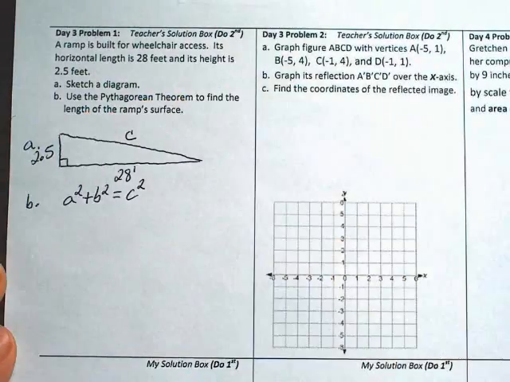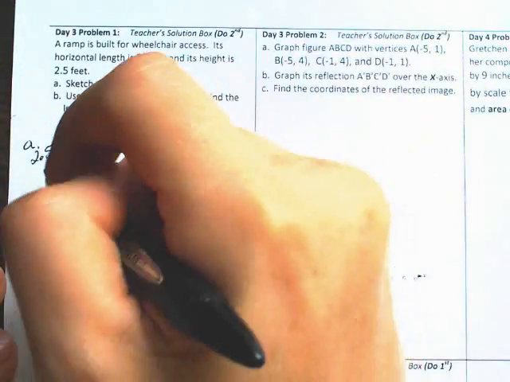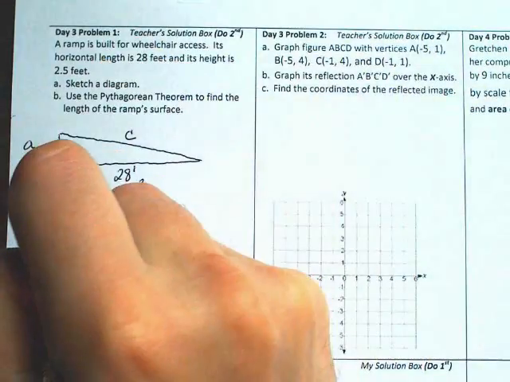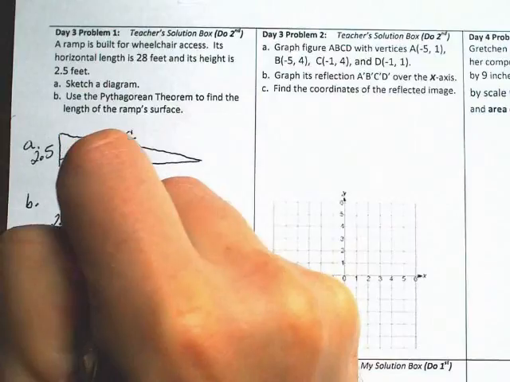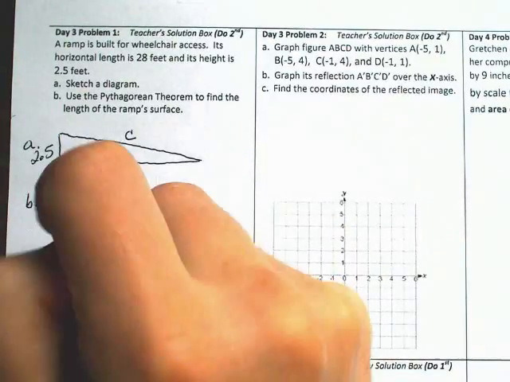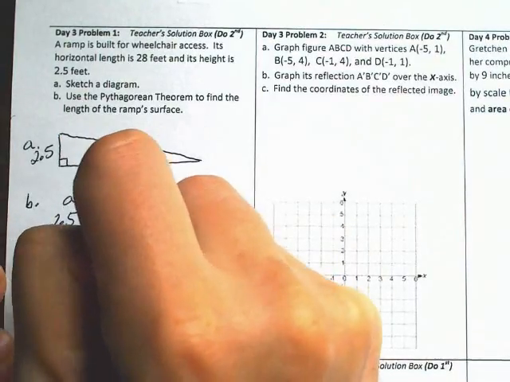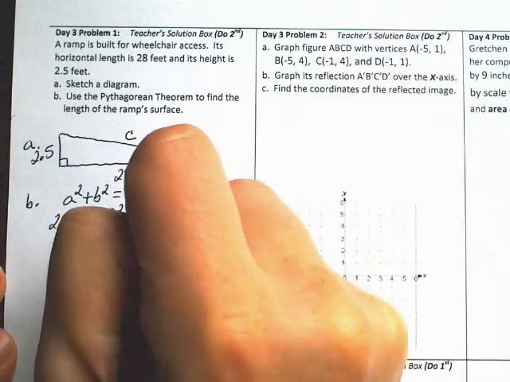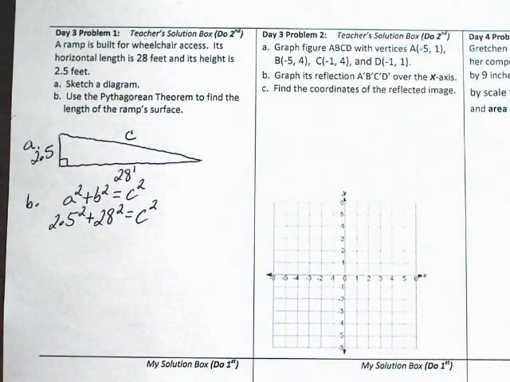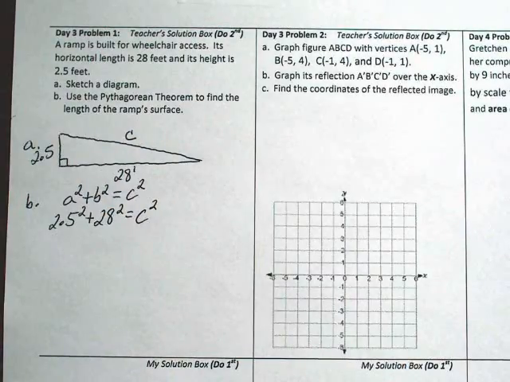Okay. Now Part B, the Pythagorean theorem is a squared plus b squared equals c squared. The letter A, the shortest leg of the right triangle, is 2.5. The letter B, the other leg of the triangle, is 28. And the letter C goes right there. Okay. Now we need to figure out what 2.5 squared is.